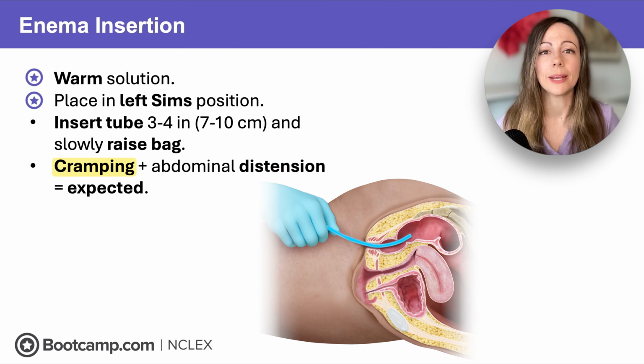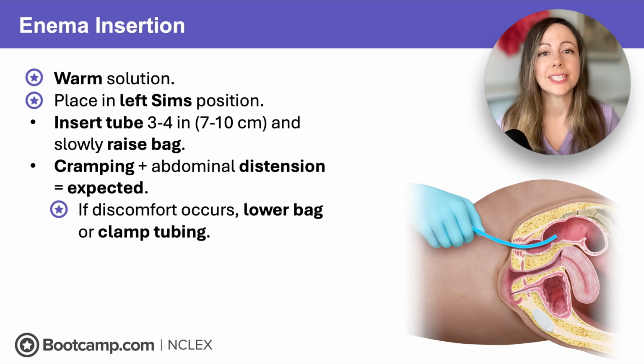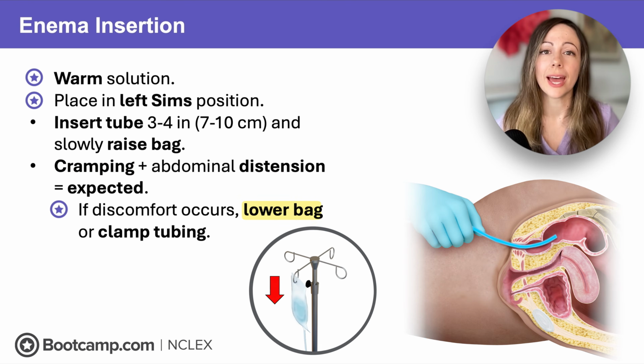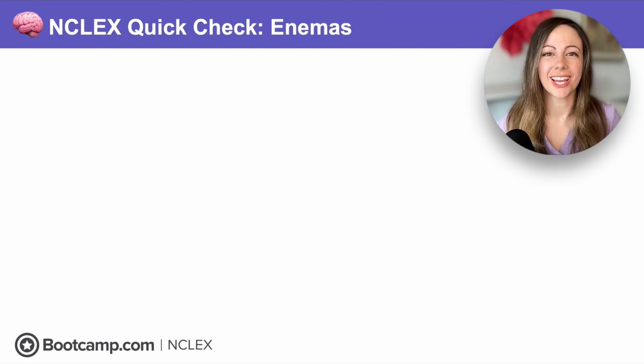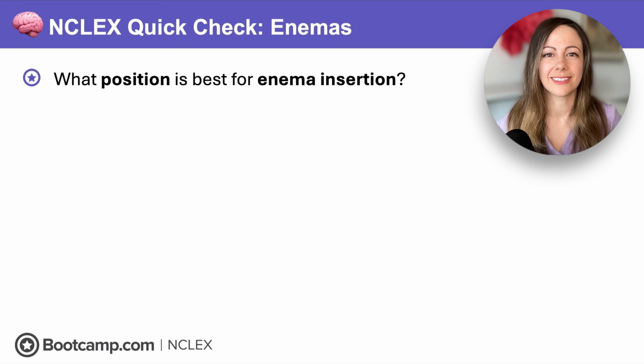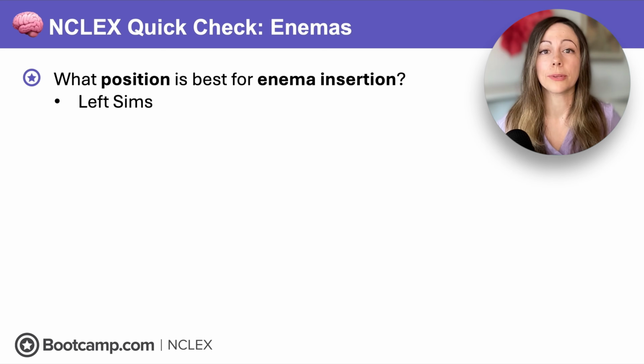Then cramping and abdominal distension are expected due to that fluid distending the colon. Lastly, if discomfort does occur, we lower that bag and we clamp the tubing and assess the client. For our next quick check, take a moment to answer. What position is best for enema insertion? Well, that's that left Sims, left side-lying with the right knee flexed, because when we insert the tubing, it follows the natural curve of the colon.